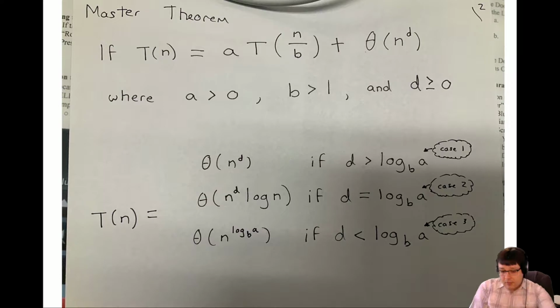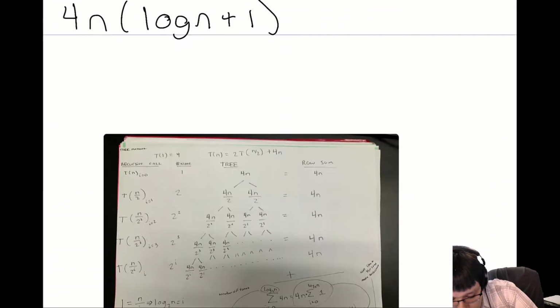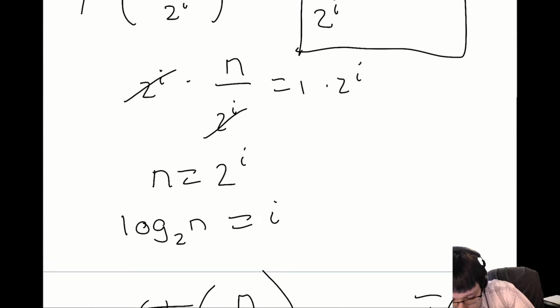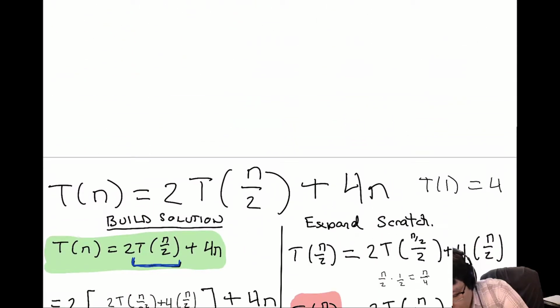In fact, let us look at the recurrence relation that we solved last class. So that was T of n. In fact, here, I probably just copy it. Here we go. T of n is equal to 2T.